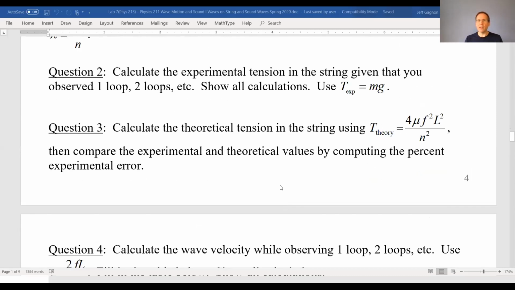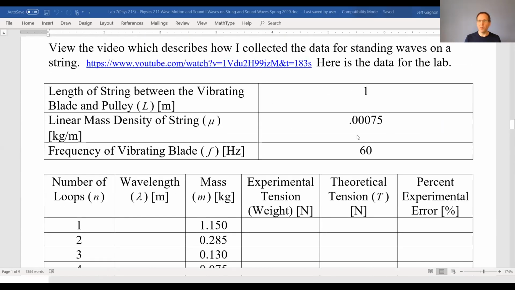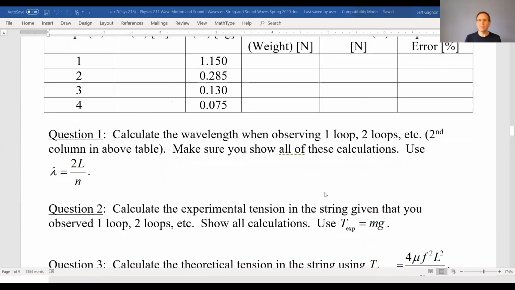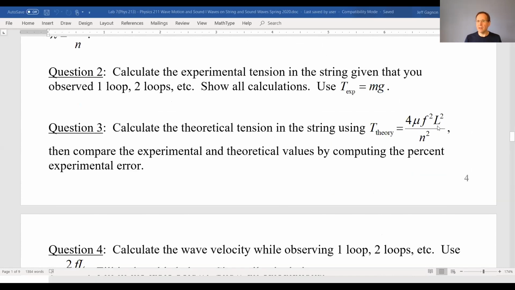Next you want to calculate the theoretical tension in the string, and we just derived that. Remember, that depends on the linear density and the frequency, which is always 60. The linear density was a constant value, 0.00075. The L is always 1 meter. So you plug those in and then divide by the number of loops that you're observing. And that'll give you the theoretical tension in the string.